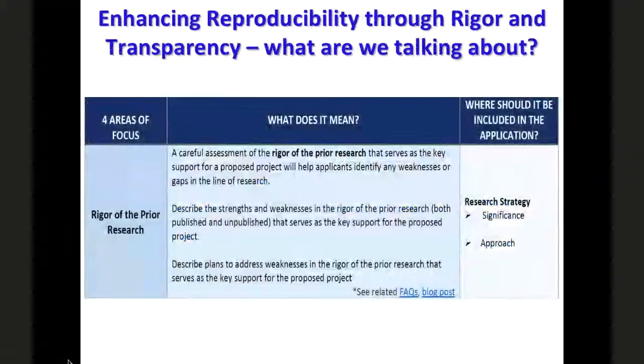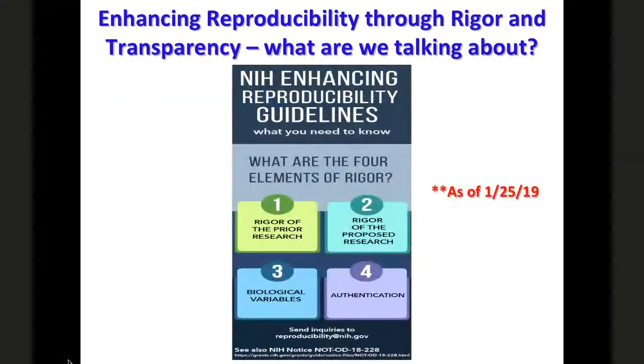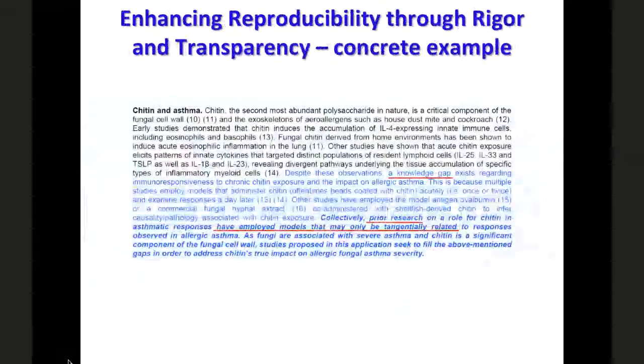So here's the holes, the rigor of prior research, and then rigor of the proposed research. That's the hole that's being plugged. So you identify the hole, all right, knowledge gap, prior research employed models that are tangentially related. So you're setting it up why this still needs to be looked at. This still needs to be done a different way. That is what the NIH is asking reviewers and asking grant submitters to justify.